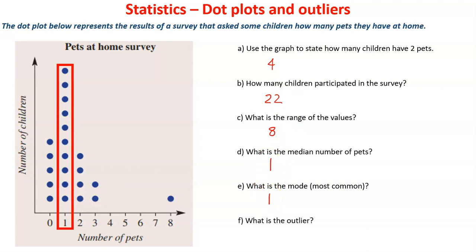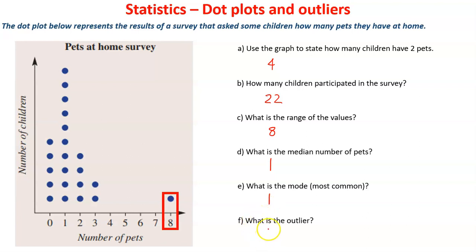And question F, what is the outlier? Again, we're looking for that data that's out on its own, that's distant, and we can quite easily see that our outlier is this one here, and that's 8 pets. So that actually means that there was 1 student or 1 child that was surveyed that had 8 pets. Is that common? No, it's not. Our most common was 1 pet, but we can see that most of our data is between either no pets or 3 pets. But having 8 pets, well, that's an outlier. That's not very common, and that's what we put here.